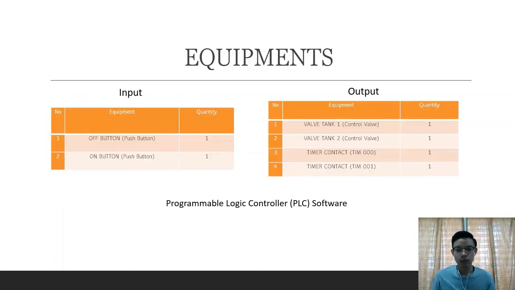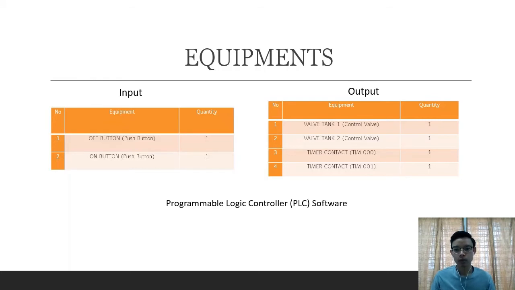So for the next part is list of equipment, consists of input and output equipment. So for the input equipment consists of off push button and on push button. Each of them with quantity is 1. So we move to the next.